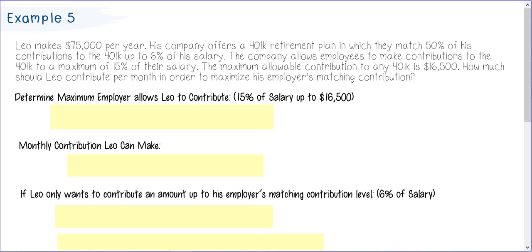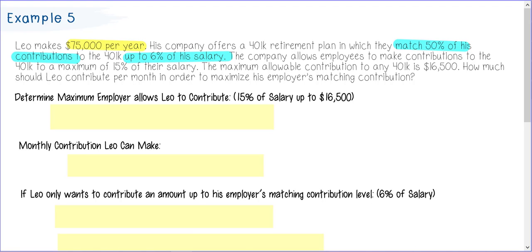So in this one, we're going to look at employer-employee contributions to a retirement. So Leo makes $75,000 per year. His company offers a 401k retirement plan in which they will match 50% of his contributions. So not 50% of his salary, but 50% of what he contributes up to 6% of his salary.